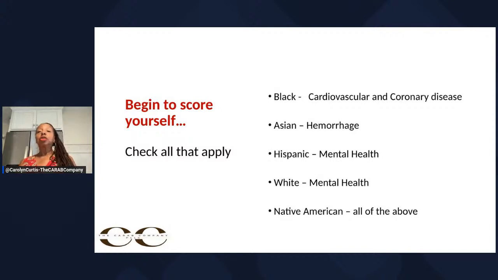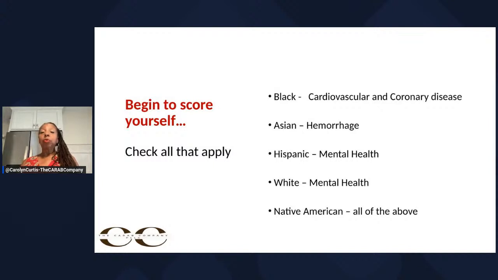So now let's start scoring. I want you to start thinking of how this is affecting you, or what factors you might have, so that you can begin to monitor your health, take control, and be in charge of your health care.